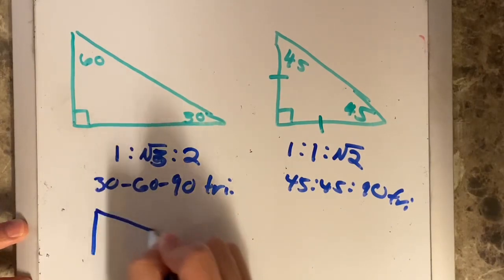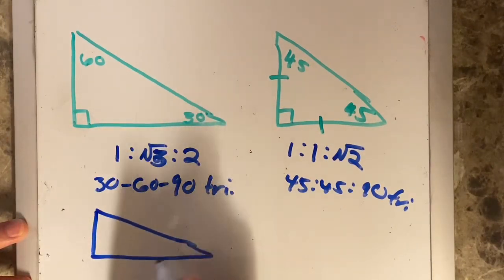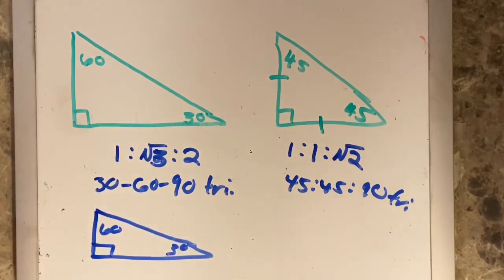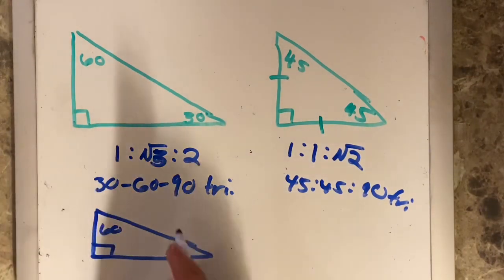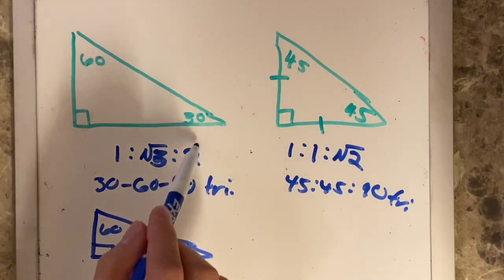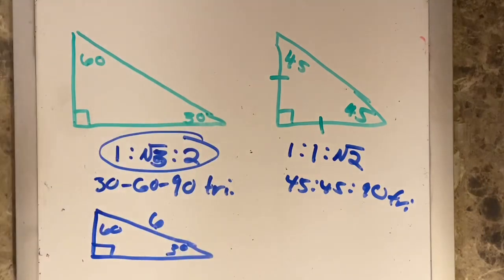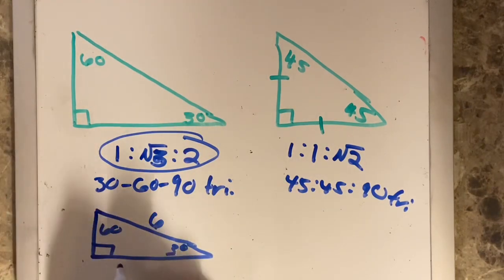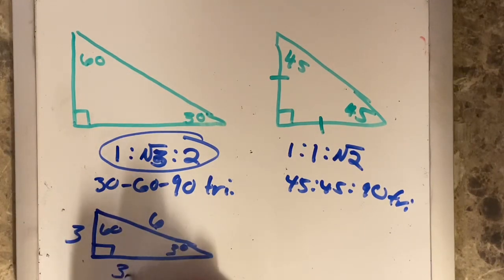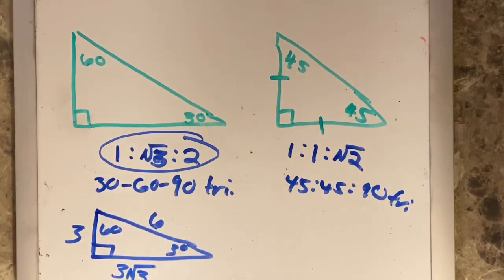So we have here a 30, 60, 90 triangle. And let's say that this side is 6. So following the rules of this ratio, that means the rest of the sides will be 3 and 3 times the square root of 3. And I'll explain in better detail in just a second.